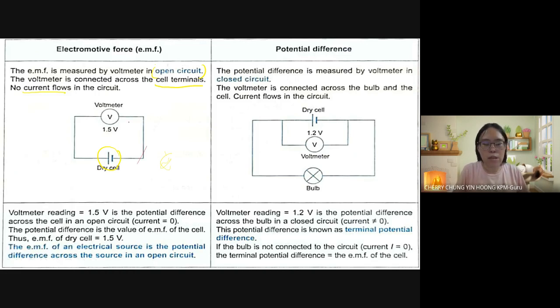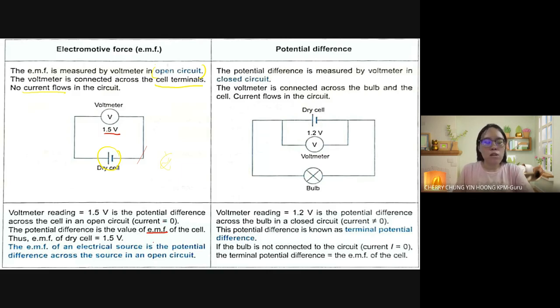The voltmeter reading is 1.5 volt. It captures the voltage of one dry cell. For your information, one dry cell is 1.5 volt. So the voltmeter reading of 1.5 volt is the potential difference across the cell in an open circuit. In other words, this is our EMF, 1.5 volt is our EMF.